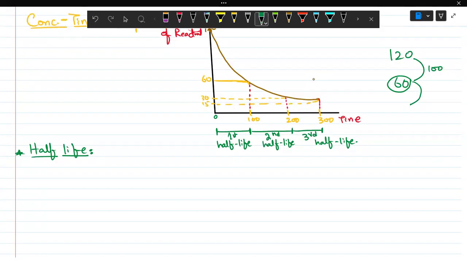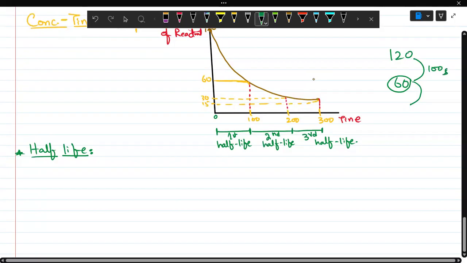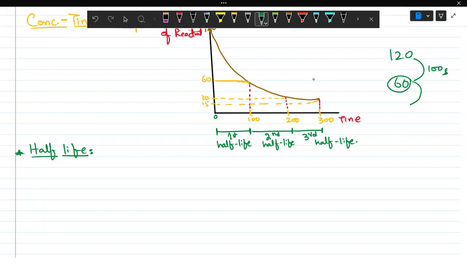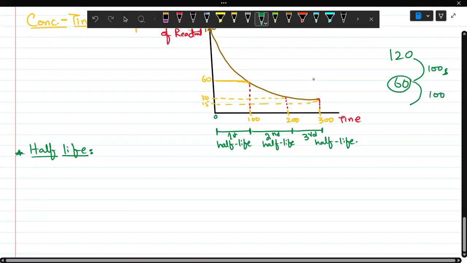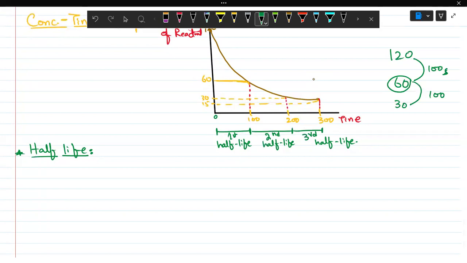The first 100 seconds will remove the 60 grams. If I say 120 grams of the material, it is just moving from 120 to 60 in the 100 seconds. Now in the next 100 seconds, it will never be zero. It will become 30. You got my point? The half life is always according to the recent material, not the initial material amount.